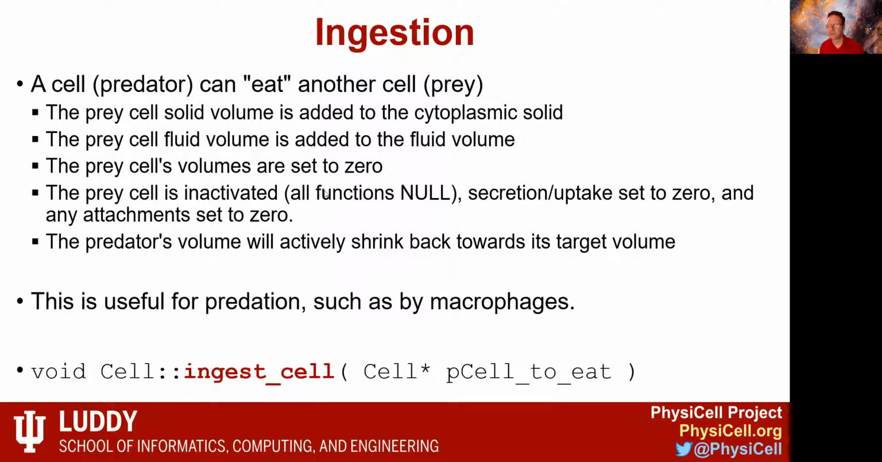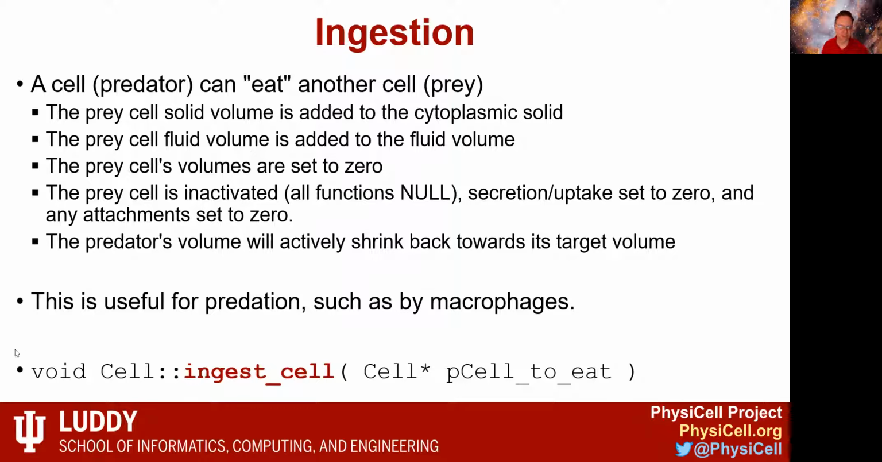Inactivate it by setting all the functions to null. Set secretion and uptake rates to 0, and detach any cells that you've attached manually. That'll be the topic of section 10. And likewise, the predator still has a volume regulation model, and it is now over its target volume, so it's going to try to shrink back towards its normal volume. So this could be useful for predation, such as by, say, macrophages.